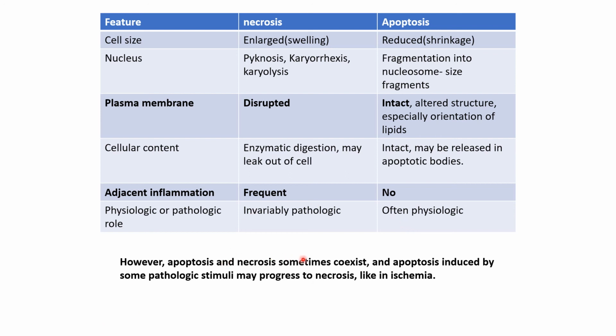Now apoptosis and necrosis, they can coexist sometimes, like لما حكينا عن ال viral infections for example, and apoptosis induced by some pathologic stimuli may progress في النهاية إلى necrosis، زي مثلا في حالات الإسكيميا. الإسكيميا بتعمل هايبوكسيا للتيشو، وممكن تعمل في البداية apoptosis وبعدين بيتحول إلى necrosis. So النكروسز والأبوبتوسز هم حدثين مختلفين، ولكن ممكن إنهم يصيروا at the same time إذا كان لهم نفس المحفز أو نفس المسبب.